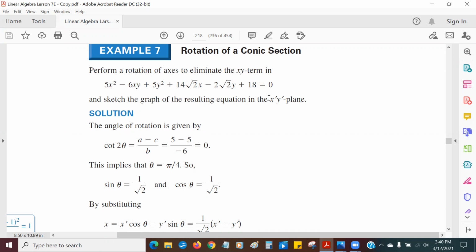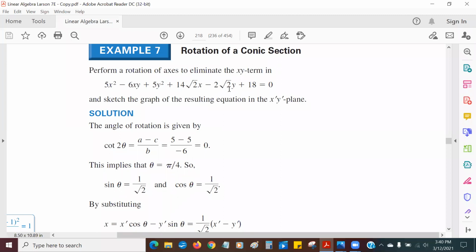This may not look it, but if you were to graph this, you can get an ellipse, but you get an oblique ellipse. We'll graph it later. Let's just do the math first.